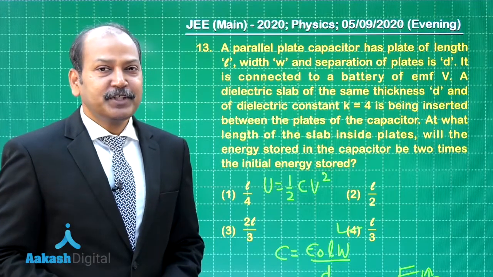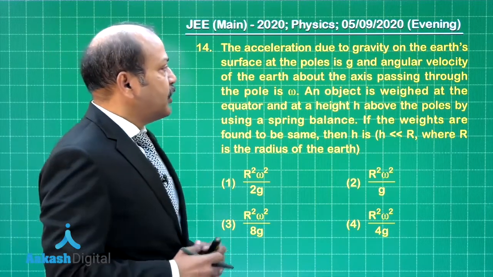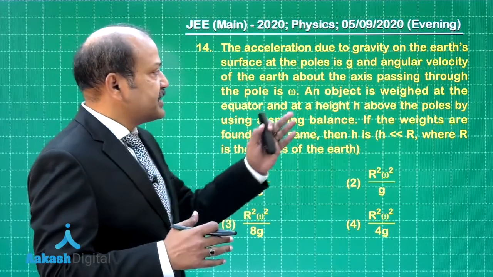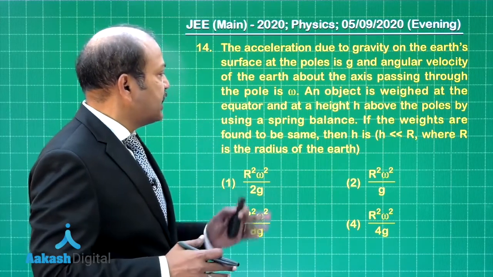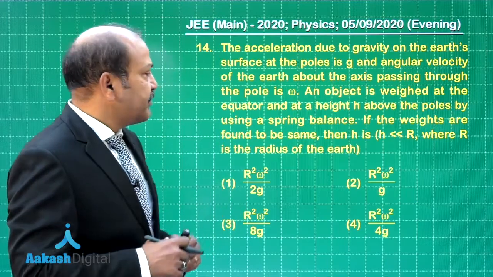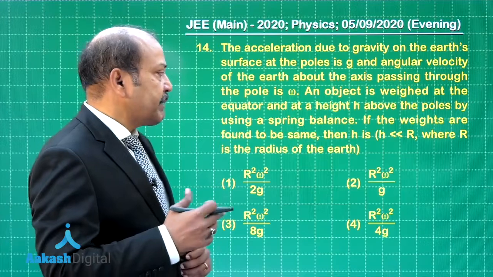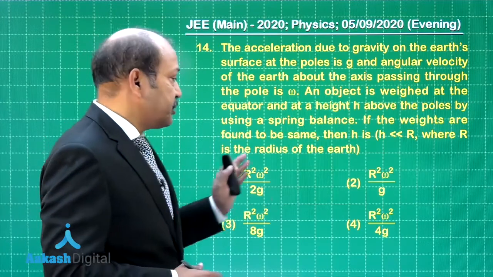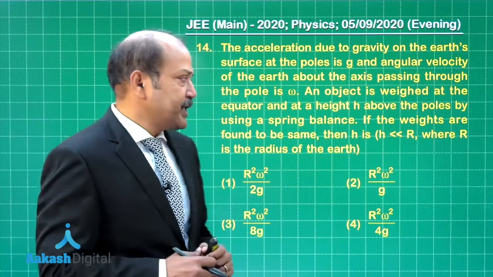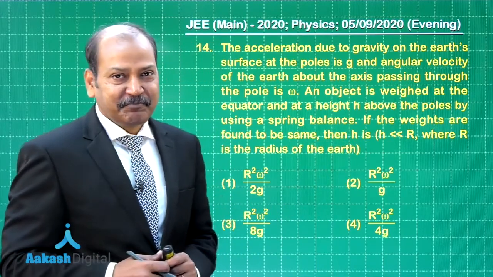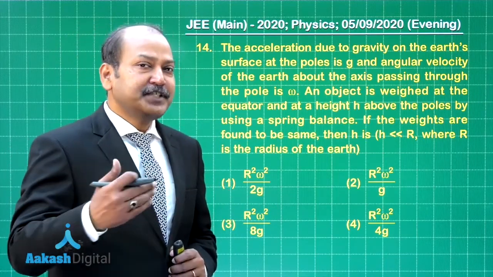Let us go to question number 14 now. Question 14 says the acceleration due to gravity on the earth's surface at the poles is g, and the angular velocity of the earth about the axis passing through the pole is omega. An object is weighed at the equator and at a height h above the poles by using a spring balance. If the weights are found to be same, then h is, and h is very small compared to the radius of the earth. The question is based on gravitation and it is about variation of g.